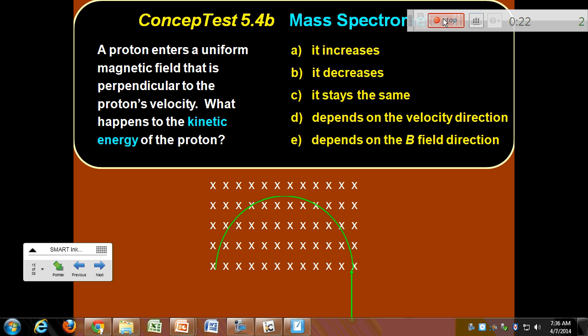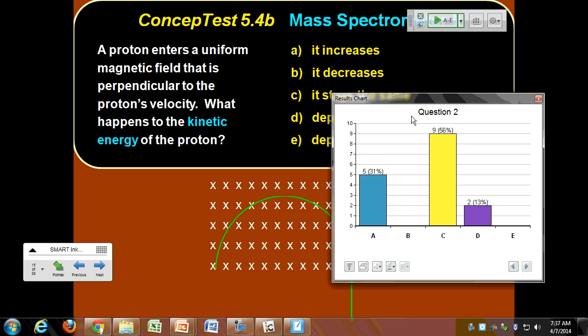Centripetal force? It's centripetal, right. And what does that do to the kinetic energy? Centripetal force. All right, stop. C is right.